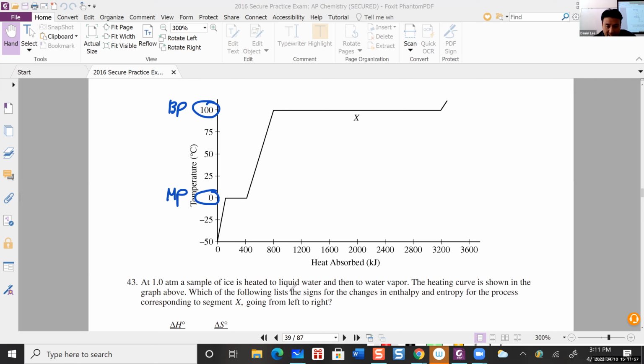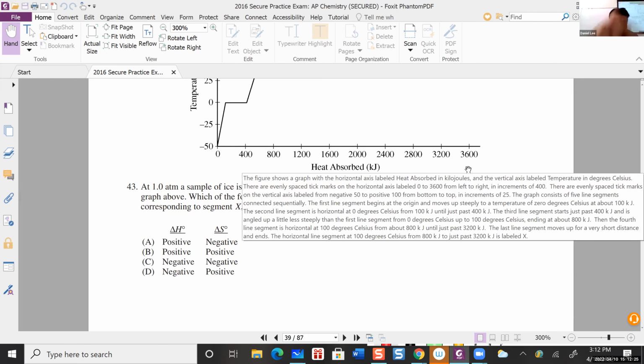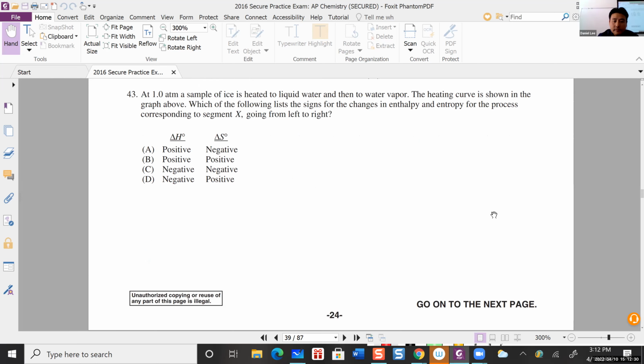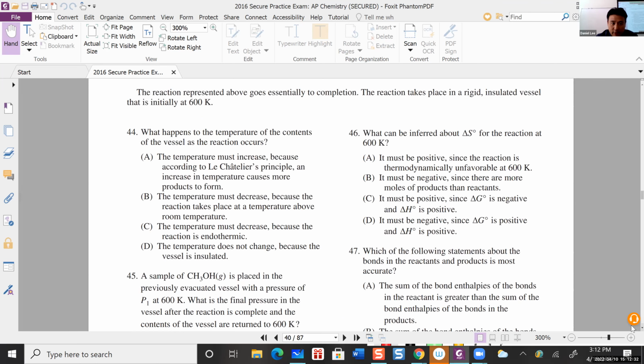Which of the following lists the signs for the change in enthalpy, delta H, and entropy, delta S, for process X? Now process X, you're going from liquid into gas. That is endothermic because vaporization is endo and it is creating more and more disorder. So they're both positive. So that's your answer. If you look at the choices here, the answer is B for boy. 43 is B, endothermic and creating more disorder. So it's easy. Let's look at 44.